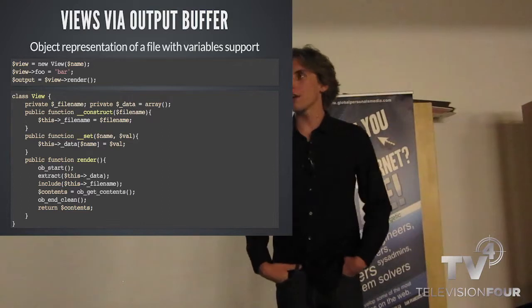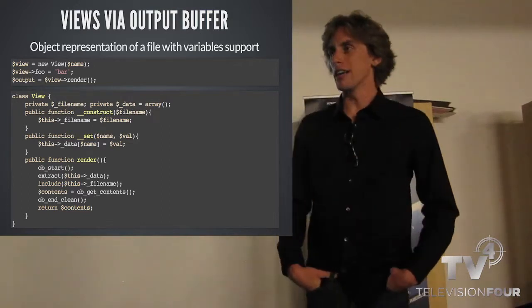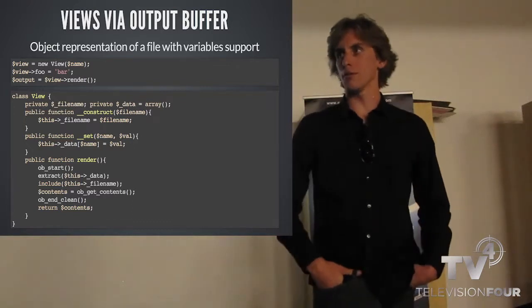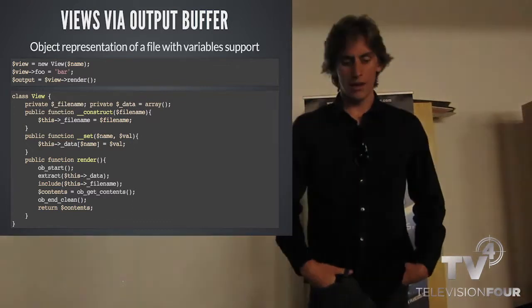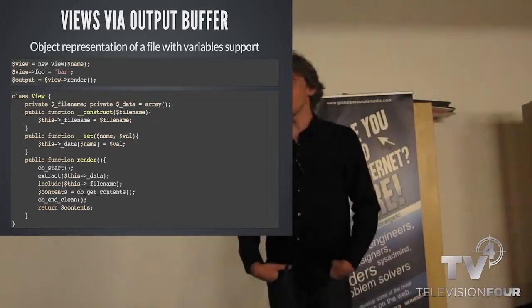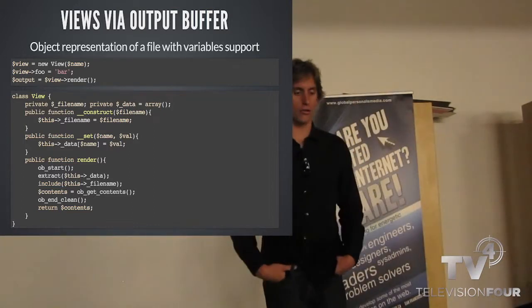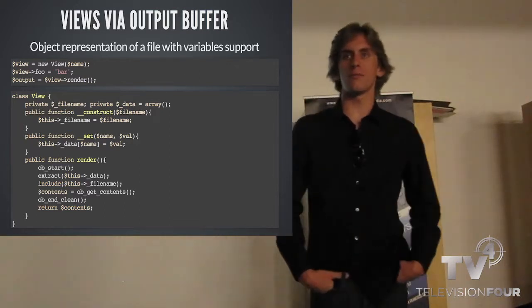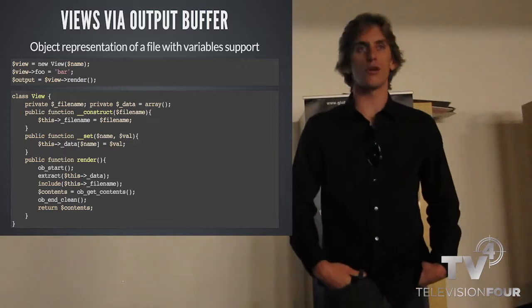Then we use the same trick we use with var dump, and we get that content. Once we get that content, we end the buffer, and we clean the buffer without printing it out, and we return that content. And so we've managed to load the variables into the scope, include the file with those variables, but not output it, just capture the output, and then return the output. So that's a trivial implementation of how views are often done in MVC.